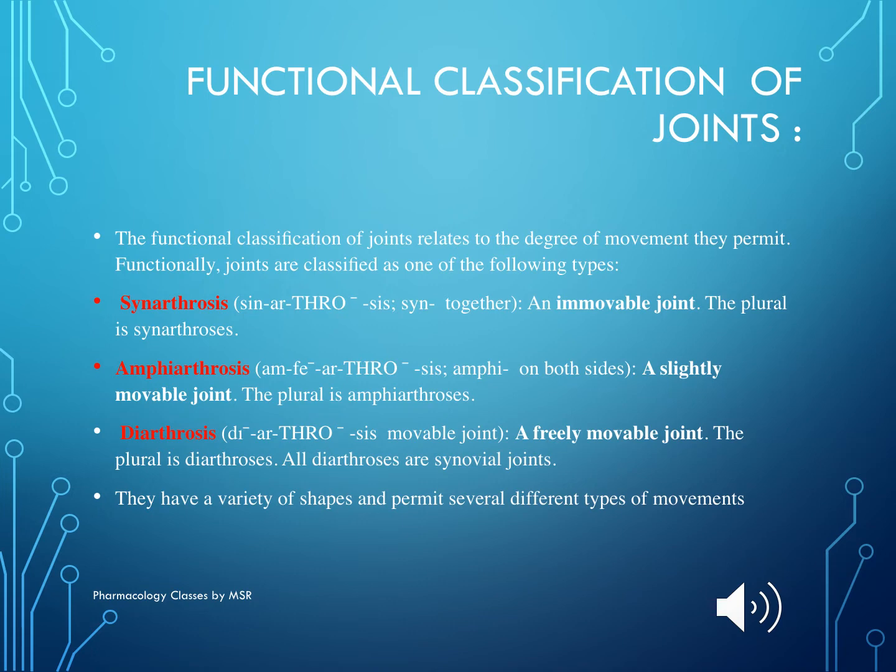The second type is amphiarthrosis. Amphi indicates amphibian, which can live on water and land, so here amphi means both. Amphiarthroses are the joints which can move in both directions. A very slight movement is available for these joints. The third form is diarthrosis, which is a freely movable joint, and all the forms of diarthrosis come under synovial joints.